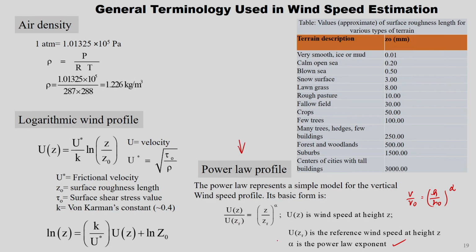So, this is the simple power law profile, and apart from that there is a logarithmic wind profile, which is u of z equals u star upon k ln of z upon z naught. u is the velocity which is to be found out, u star is the square root of tau naught upon rho, tau naught is the surface shear stress value, and rho is the density of the air. If you substitute u star, what is left is k, which is von Karman's constant.